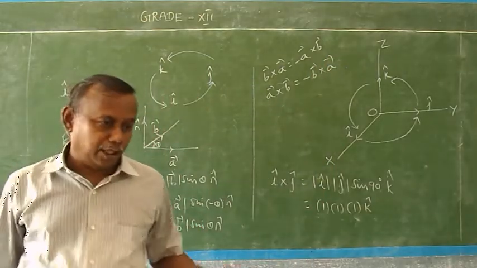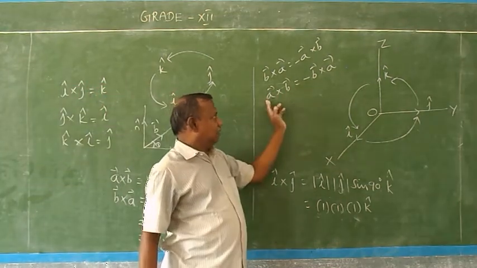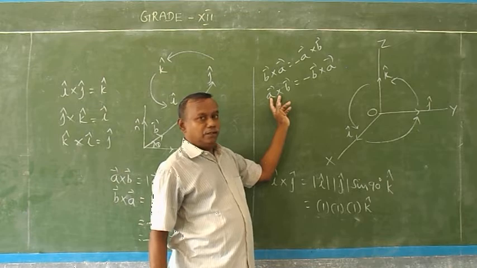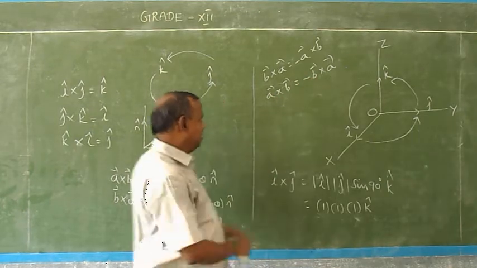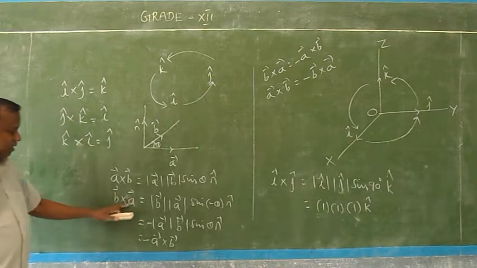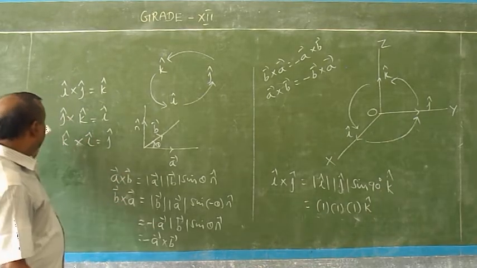In the cross product, if you interchange any two of the vectors, the numerical value is not altered, whereas the sign will be changed. So it is minus b cross a. b vector cross a vector equal to minus of a vector cross b vector, like this only.